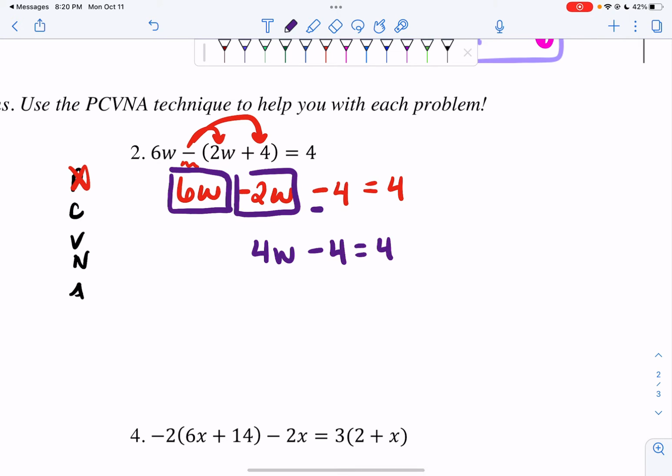Now, some of you might say, why can't I combine the minus 4 and the 4? Well, if you look, there's a wall separating them. There's that equal sign. So they can't be combined.